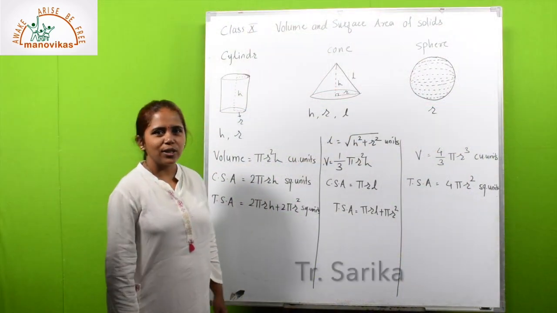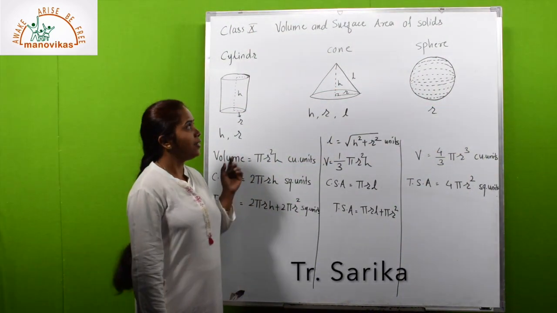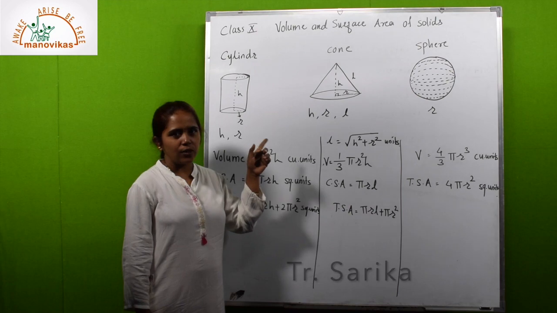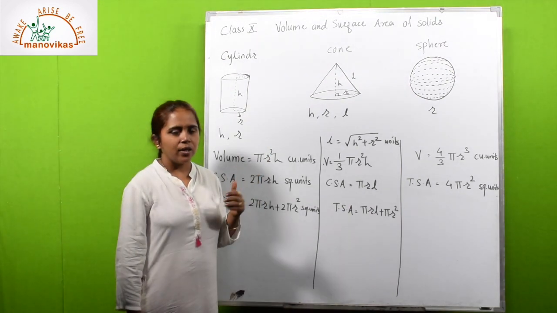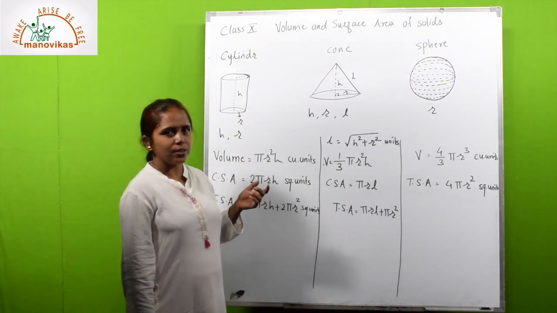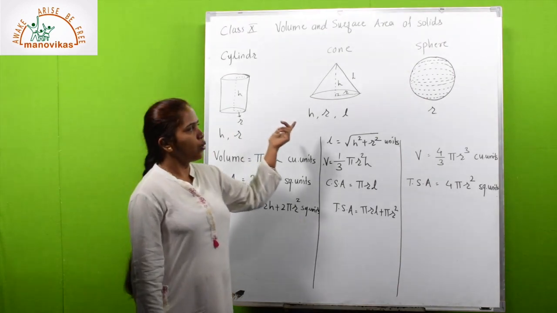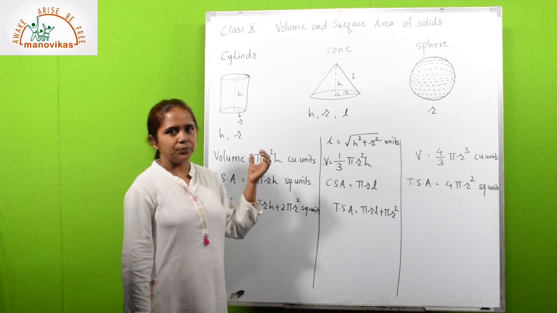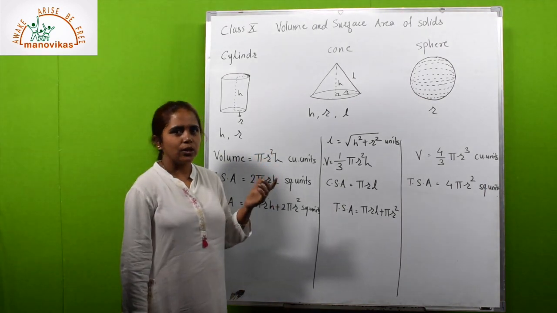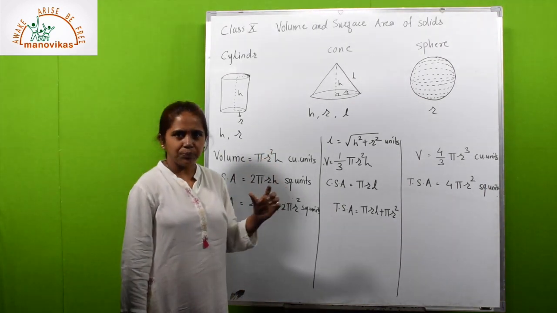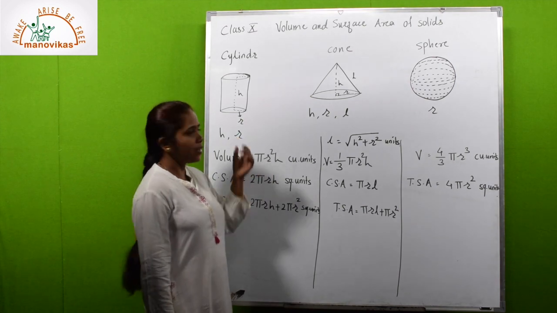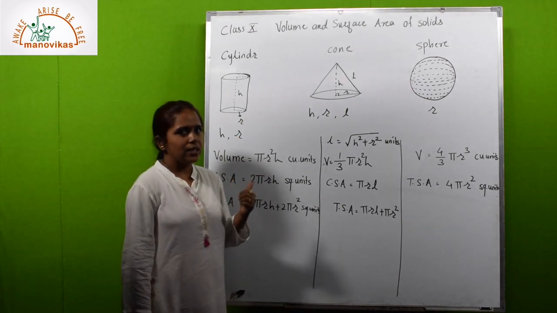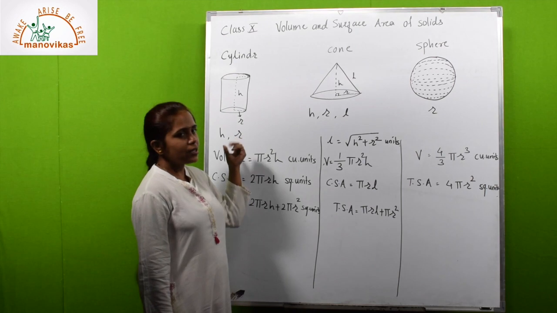Hello students, today's video is for class 10th, topic volume and surface area of solids. In this topic we have three solids, namely cylinder, cone and sphere. Cylinder, for example, circular pillar, circular wire, or we can say the circular pencil. These are the examples for the cylinder.